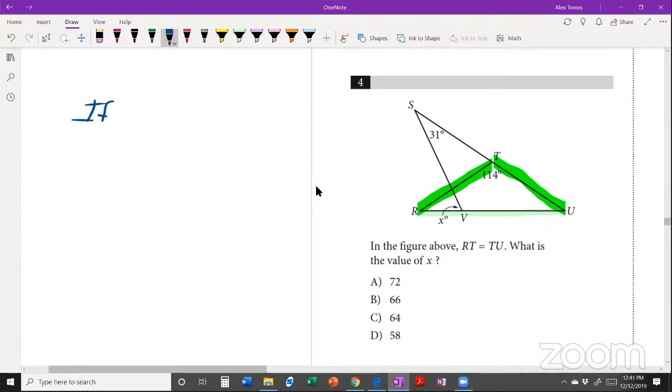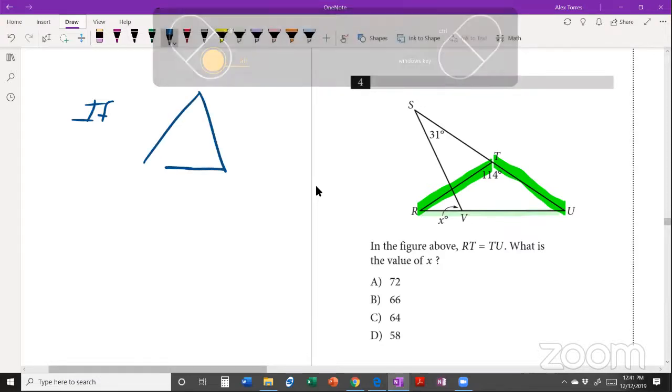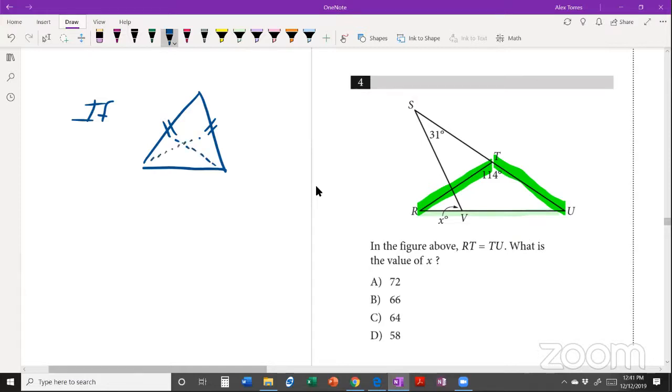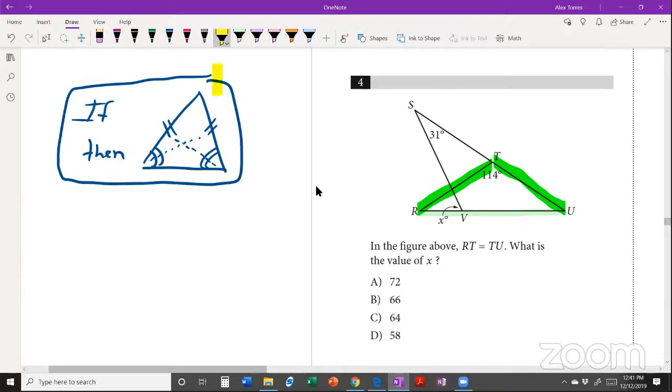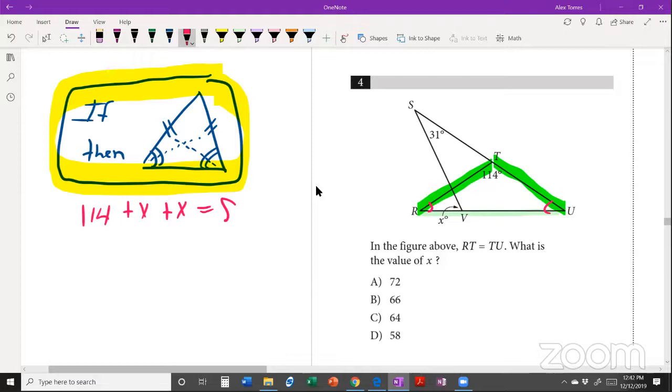And if you have a triangle with 2 congruent sides, then the 2 angles that are across from those 2 sides are also congruent. So if you have an isosceles triangle, you're going to also have 2 base angles that are congruent. And so with the 114, we can say this green triangle has 114 and 2 unknown angles, but we now know that these angles are the same as each other because of the isosceles triangle. So we can say 114 plus x equals 180.